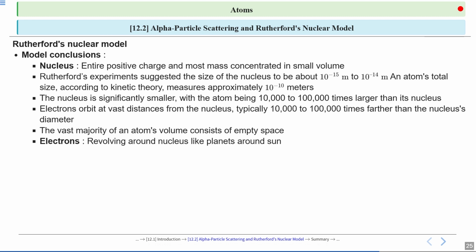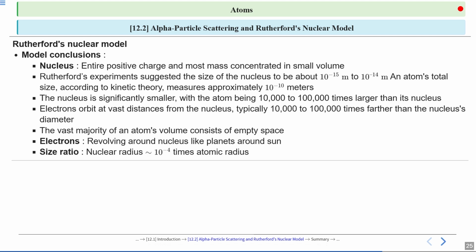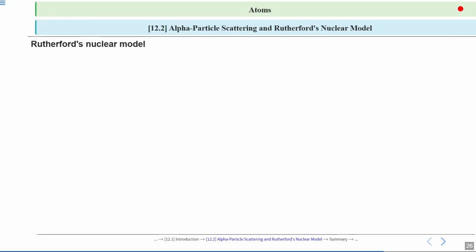So let's focus on the electrons. According to Rutherford, electrons revolve around the nucleus, similar to how planets orbit the sun. This planetary model helps scientists visualize atomic structure, even though we now know electrons behave a bit differently due to quantum mechanics. So let's compare the sizes. The radius of the nucleus is about 10^-4 times the atomic radius. This size ratio highlights just how small the nucleus is compared to the atom as a whole.